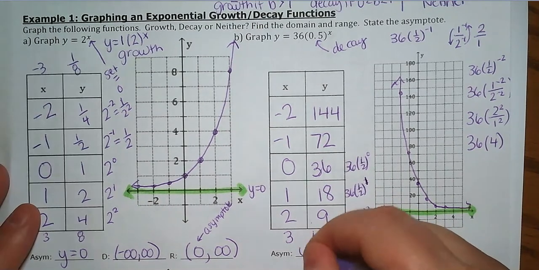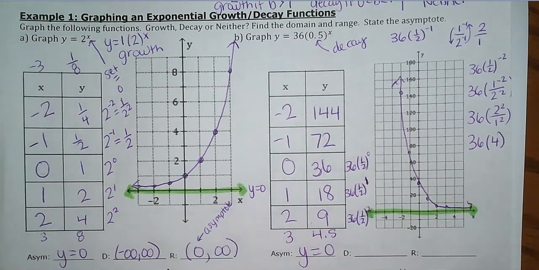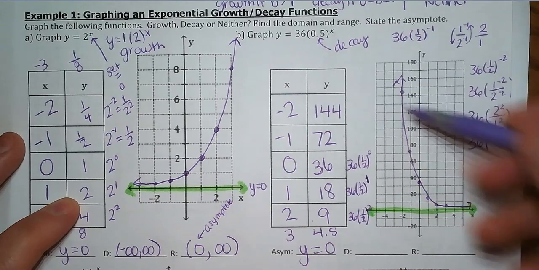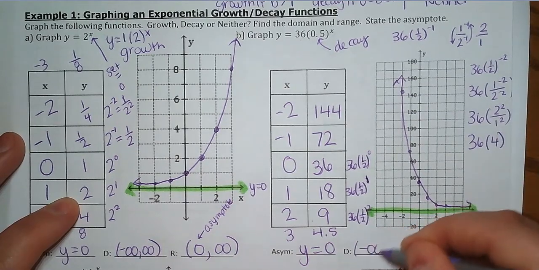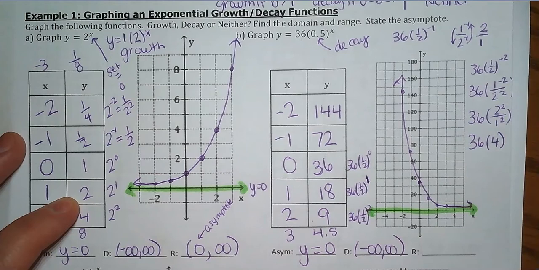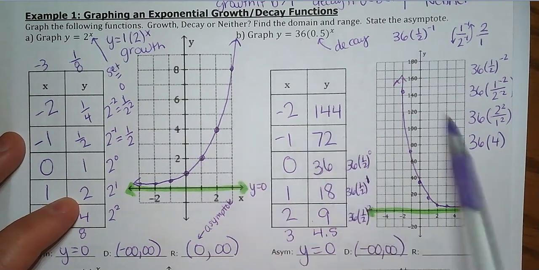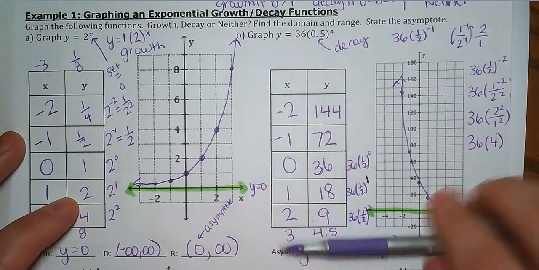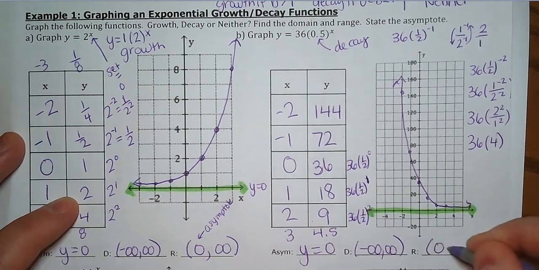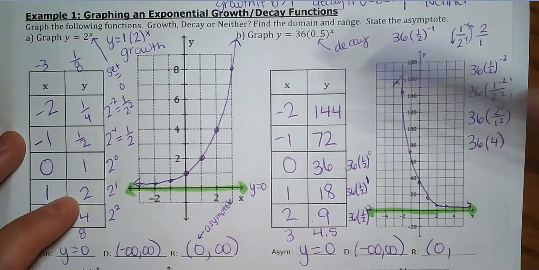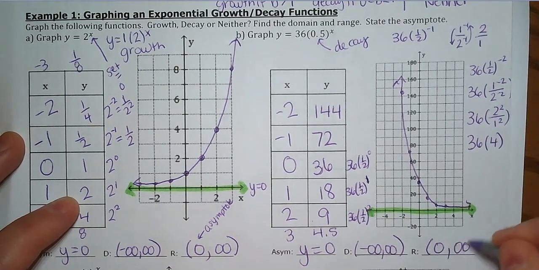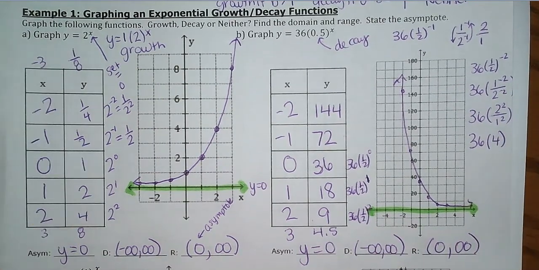Your asymptote here again is going to be the x-axis, which has the equation y equals 0. Domain, this goes left forever, this goes right forever, so you're going to cover the whole x-axis. And then the range actually is the same, even though it's flipped over going a different direction. You're not actually going to touch the 0, so we're going to use a parenthesis, and then everything else is above that, so it's going to go up to infinity.